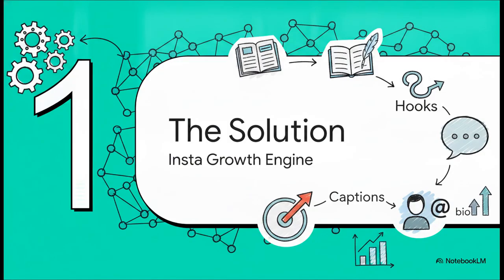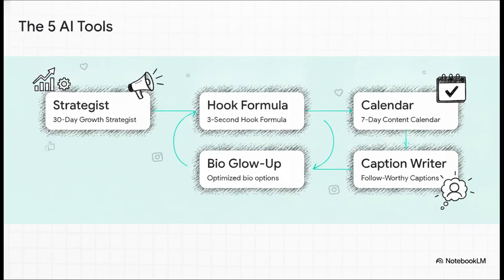Section 1. The solution, the Instagram Growth Engine. So unlike a messy collection of random, disconnected AI prompts that you have to somehow piece together yourself, the source outlines this engine as a really cohesive system. It's powered by 5 connected tools, and they're meant to be used in a very specific sequence. You start off with the 30-day Growth Strategist, then you move right into the 3-second hook formula. Next up is the 7-day content calendar builder. After that, you hit the follow-worthy caption writer, and finally, you wrap the whole shebang up with the bio glow-up. The beauty here is that the output of one tool literally becomes the input for the next. It's all about building a rock-solid foundation step by step.